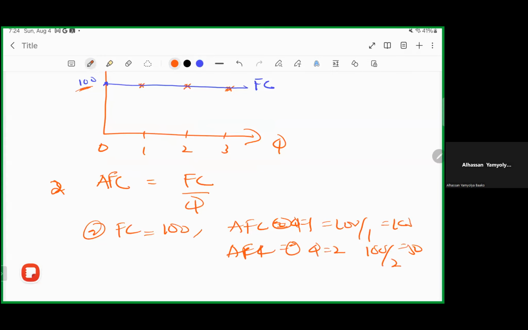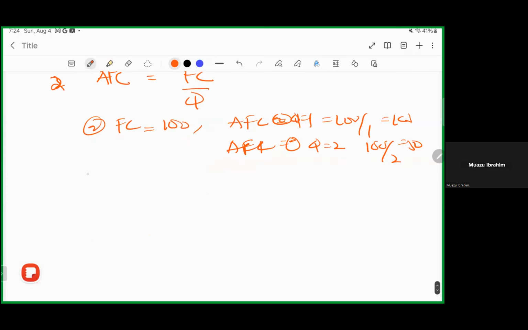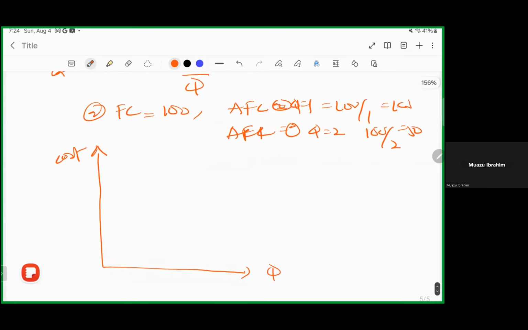Here will be 100. So if you have something like this, output here, cost here, and here is 100 when output was 1, maybe you can find it here. Average fixed cost will fall when output increases, because you are dividing fixed cost, which is fixed, by an increasing denominator.